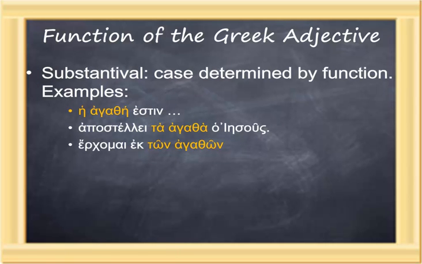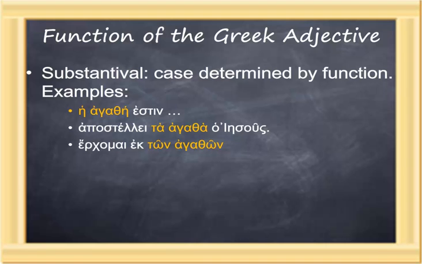As in English, so in Greek, an adjective may be used in the place of a noun. This is the substantival use of the adjective, and of course it will normally have a definite article. He agathe estin, the good woman is.